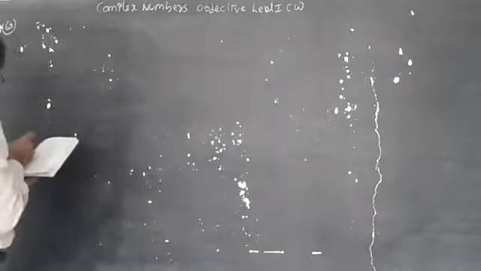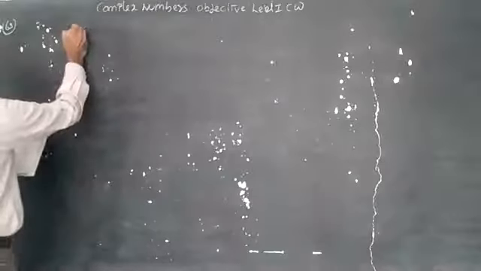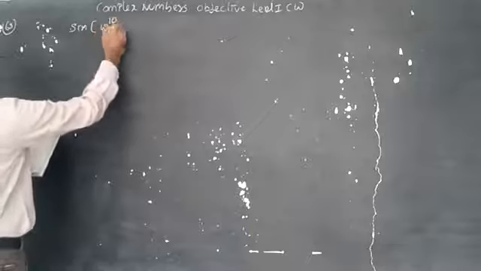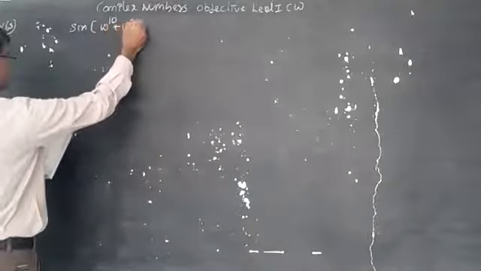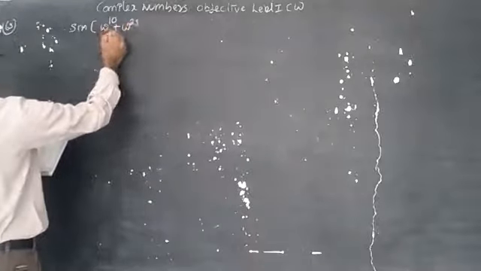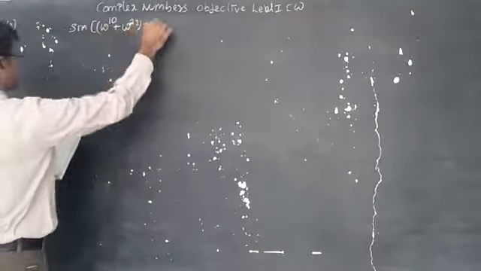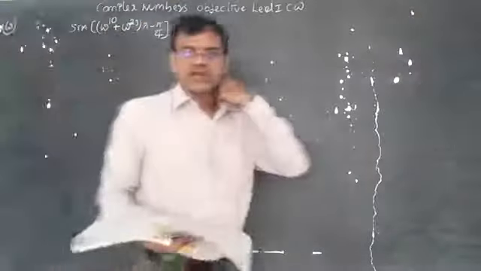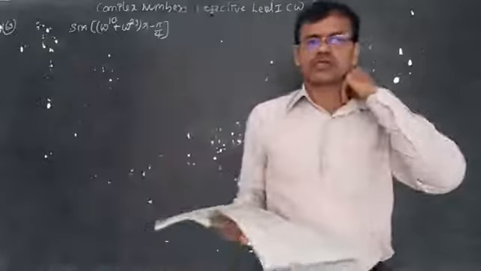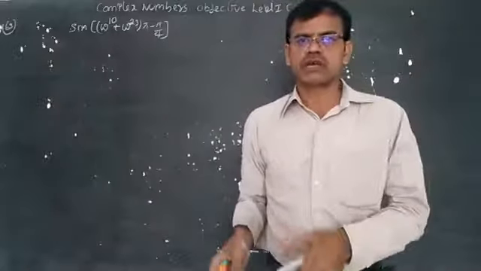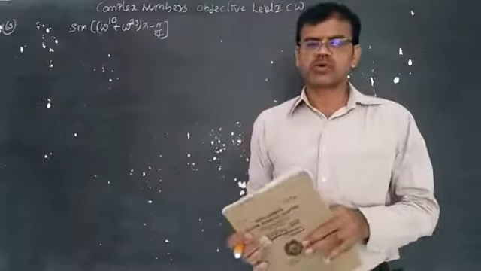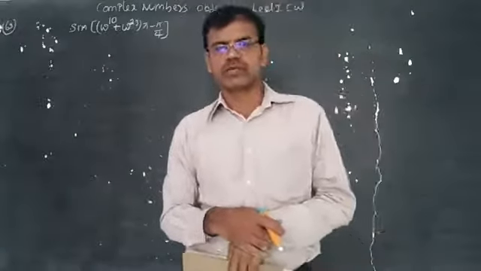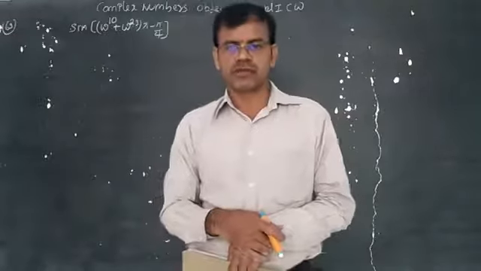Third question: if omega is a complex cube root of unity, then find sin of (omega^10 + omega^23) into (pi minus pi by 4). Omega^10 you can understand as omega^9 into omega, so it is omega. Omega^23 you can understand as omega^21 into omega square. Omega^9 is a multiple of 3, so it is 1, and omega^21 is a multiple of 3, so it is 1.